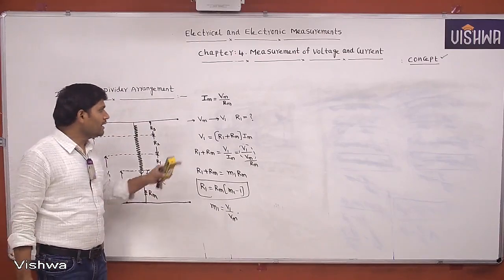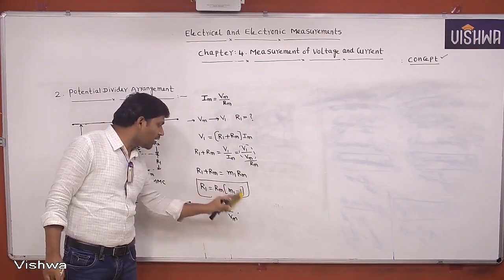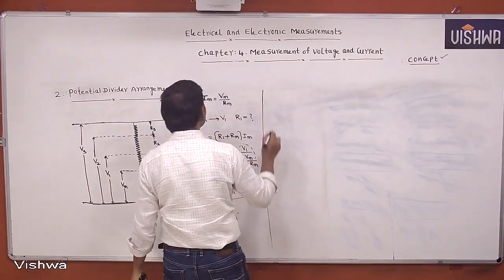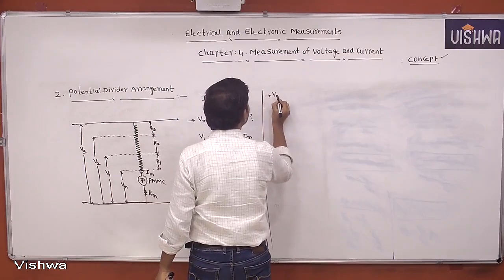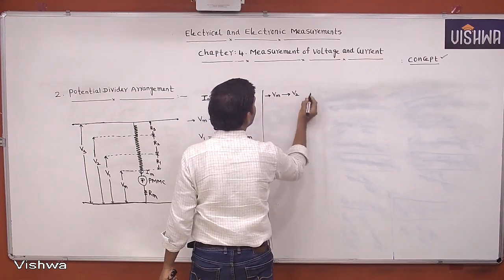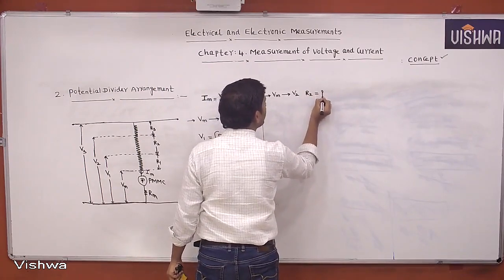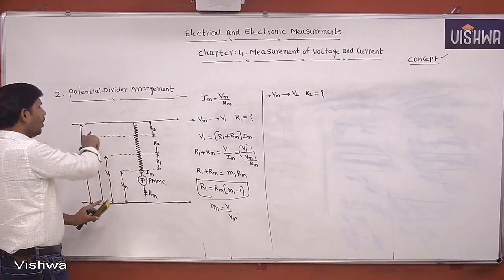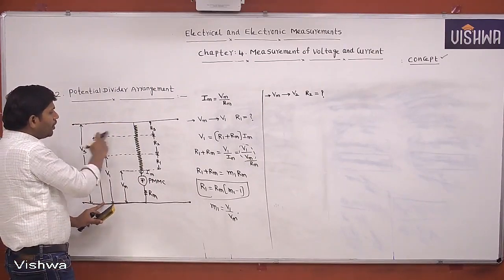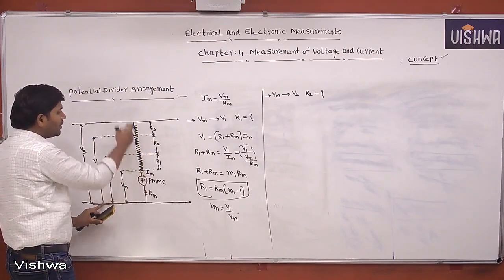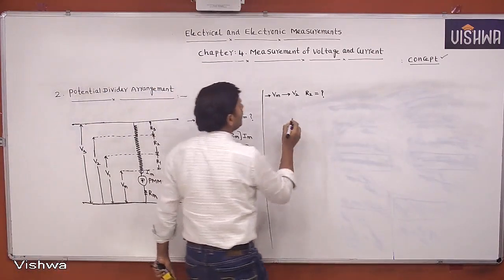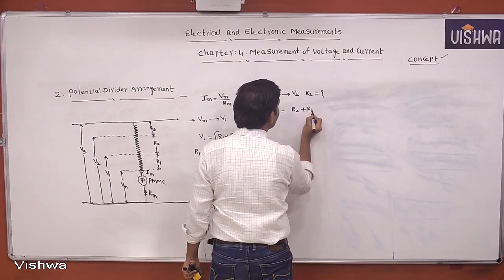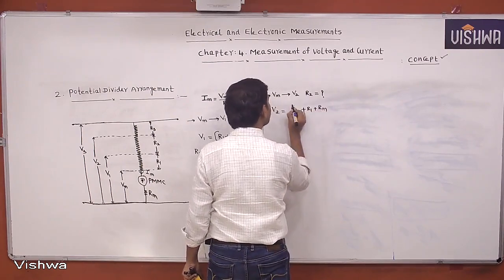To extend the range from Vm to V1, this much R1 is selected. Similarly, if you want to extend the range from Vm to V2, what value of R2 should you select? For this, write the expression for V2. How to write V2, you tell me? V2 equals R2 plus R1 plus Rm into current Im. Then V2 equals R2 plus R1 plus Rm into Im.